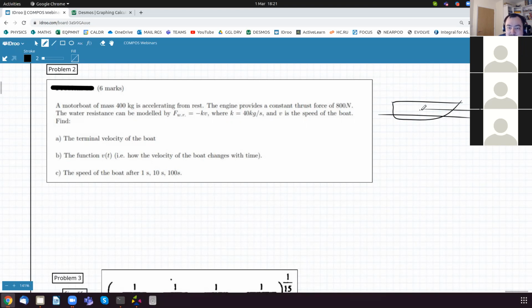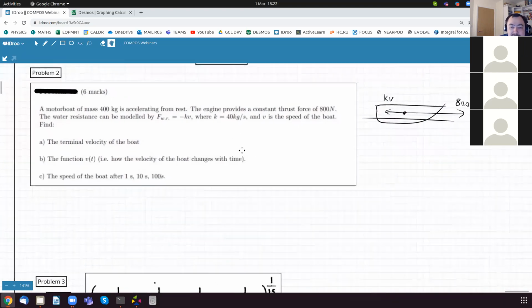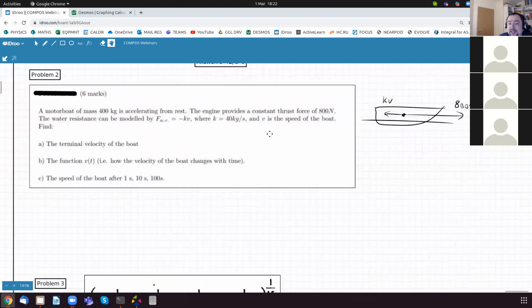And there's the water resistance force, which is acting backwards, which is kV. I don't need the minus because this is a vector. I can see that it is backwards. K is 40, and V is the speed of the boat. So as the speed of the boat increases, the water resistance increases, and at some point they become equal. So let's check when they become equal.